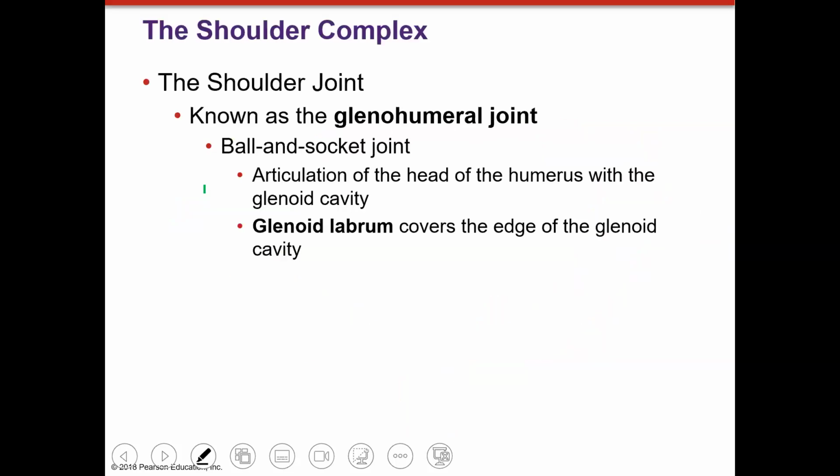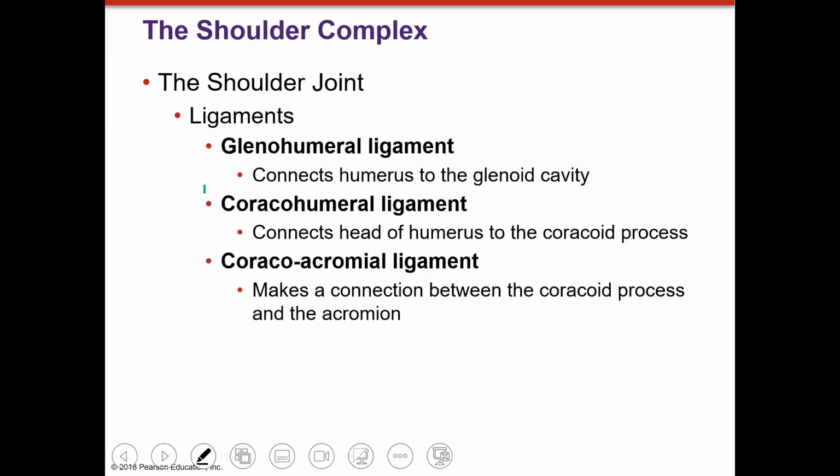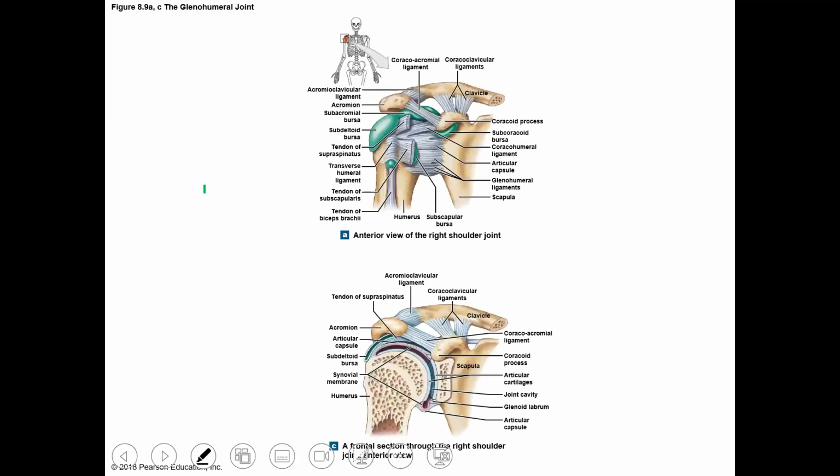So the shoulder joint is going to be our glenohumeral joint. It is a ball and socket joint, just like your hip. We're going to see the femur and the hip bone as another ball and socket joint. The glenohumeral joint at the shoulder is the articulation of the head of the humerus with the glenoid cavity. We're going to see the glenoid labrum covering the edge of the glenoid cavity. Then we'll take a look here.